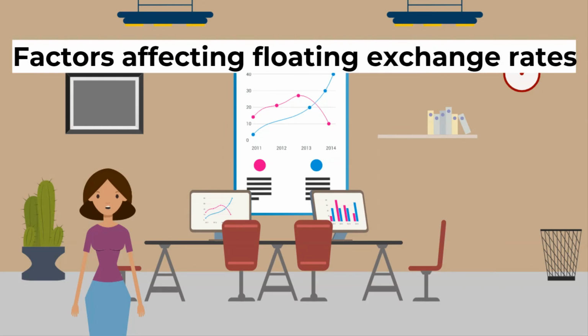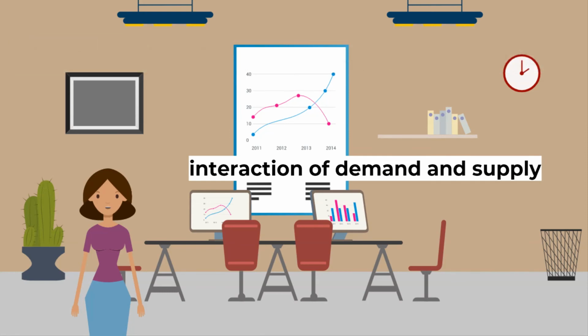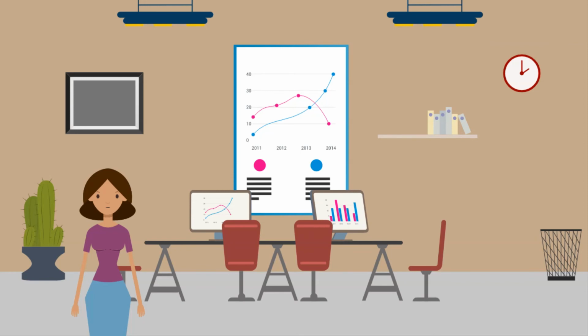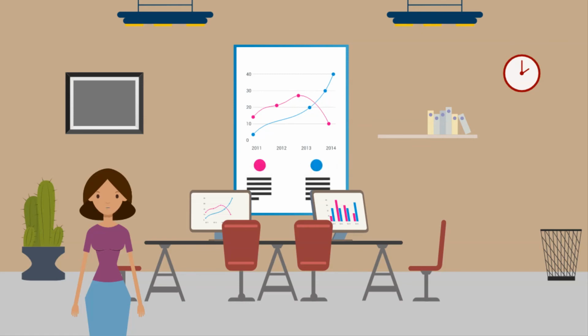What are the factors affecting floating exchange rates? 1. Floating exchange rates are determined by the interaction of demand and supply, and so are affected by changes in demand and supply. 2. The demand for pounds is determined by the number of British goods that foreigners want to buy, the number of foreigners wanting to invest in the UK, visit the UK, or place their money in British banks, and the amount of speculation on the pound.